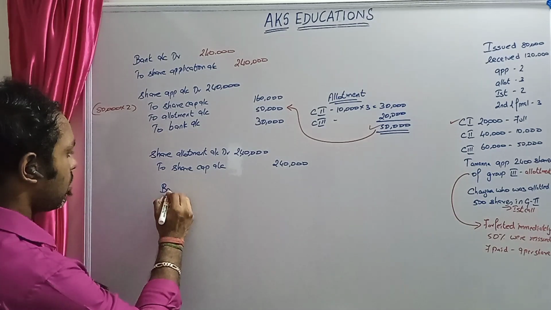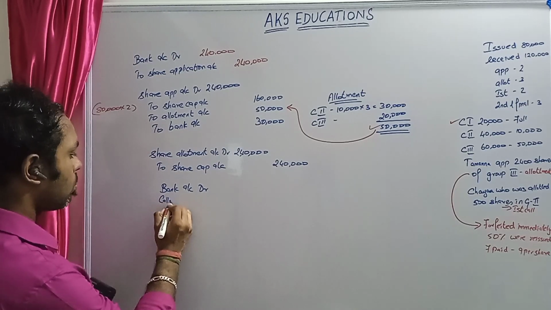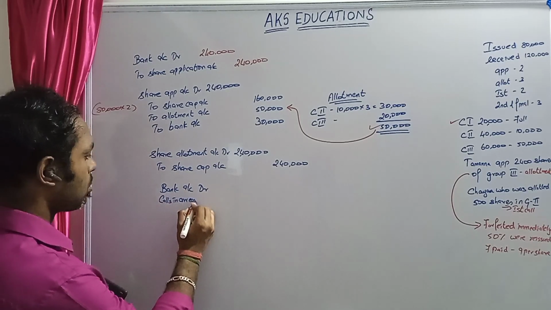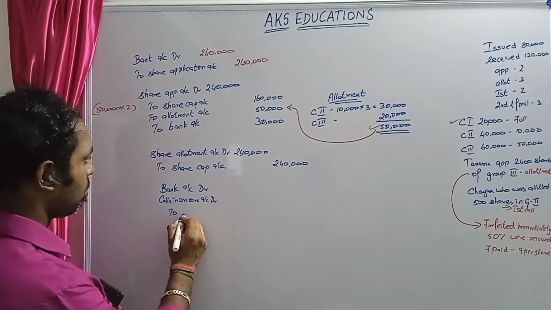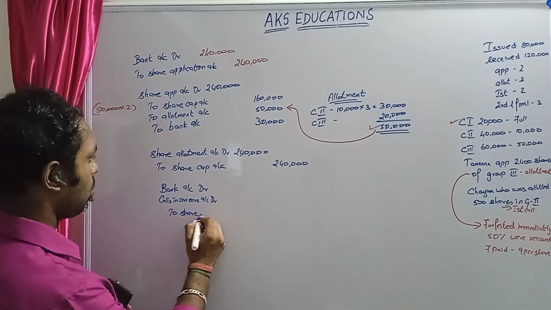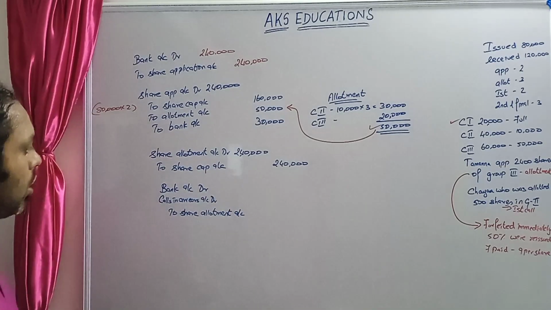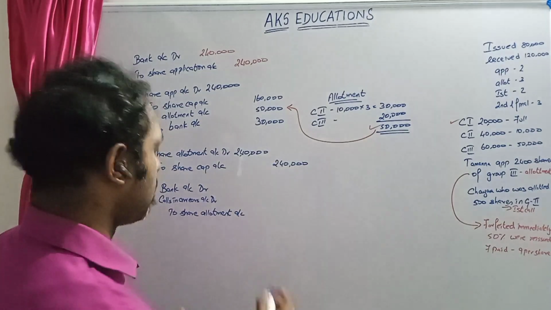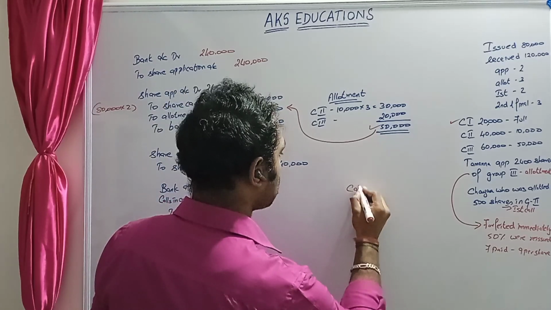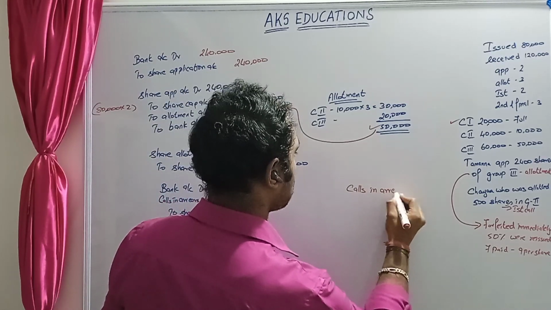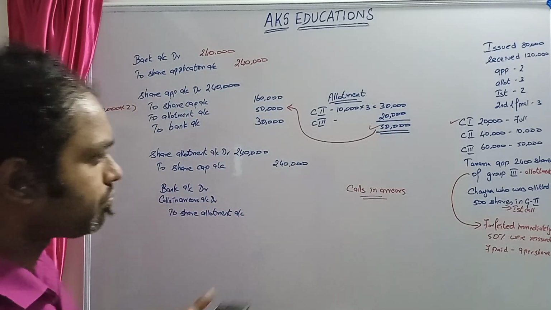Next, bank account debit. So I have calls in arrears. So calls in arrears account debit to share allotment account. So calls in arrears, I have to calculate. So I'll just put it in red pen over here. Calls in arrears. So calculation of calls in arrears. Let me check out what is the calls in arrears.